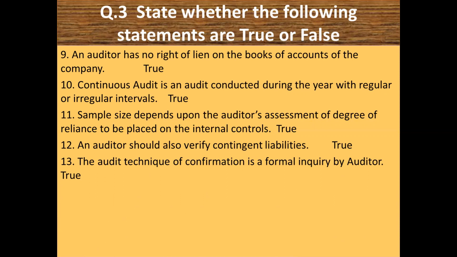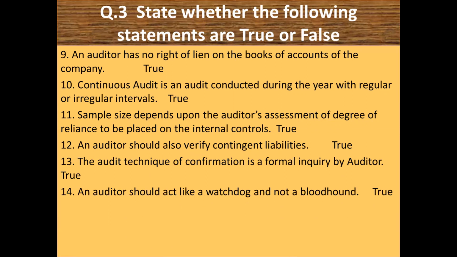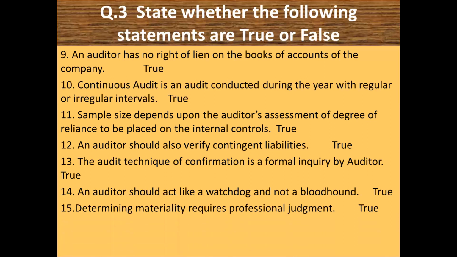Next statement is: audit technique of confirmation is a formal inquiry by the auditor. Yes, it is the right or true statement. Next, the auditor should act like a watchdog, not a bloodhound. True one. Number 15: determining materiality requires professional judgment. This is also a true statement because materiality, this concept most of the time comes with experience and practice. So that's why professional judgment is required in case of determining the materiality. So it is a true statement.